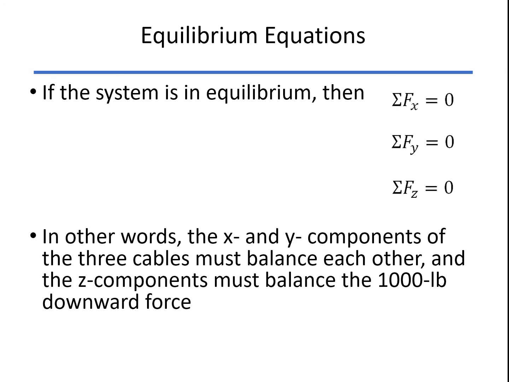Okay. Now, once we have those components of the tensions, we can apply equilibrium equations, which say that the sum of the forces in each of the 3 directions has to add up to 0. So what that means is that the X and Y components of the 3 cables have to balance each other out. The Z components of the 3 cables will all be upward, and they have to balance out the downward 1,000 pounds of the weight.